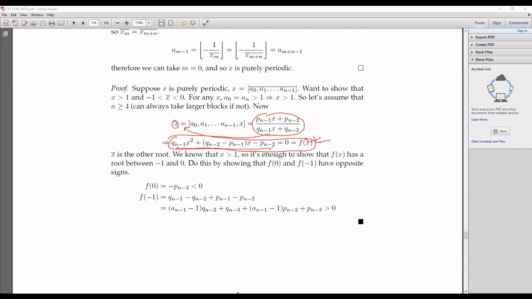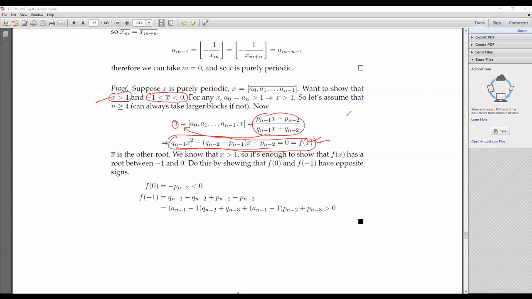It has two roots. One of the roots is already x, which is greater than 1. And since all the coefficients are integers, but the root x is an irrational number, we know that if the coefficients are rational but the root is irrational, then the two roots must be conjugate to each other, right? So if x is a root, x bar must be the other root. And not only that, if this is true, then that other root is a number between -1 and 0.